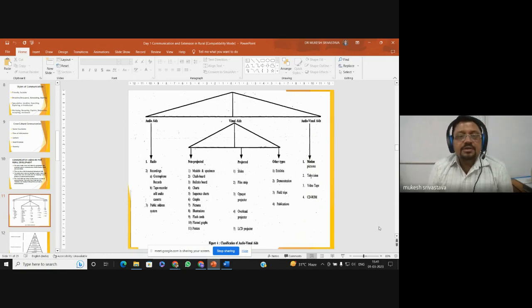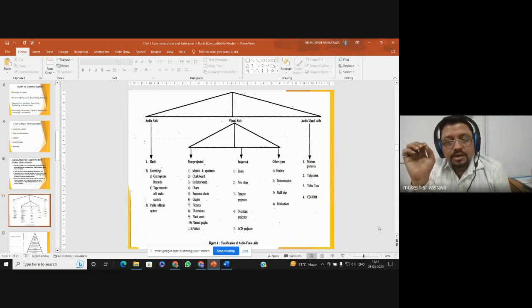We use these audio aids to communicate different kinds of messages related to whatever education we want to pursue with them in those particular rural areas. There are certain visual aids as well. Now there are three types of visual aids: non-projected, projected and other types.